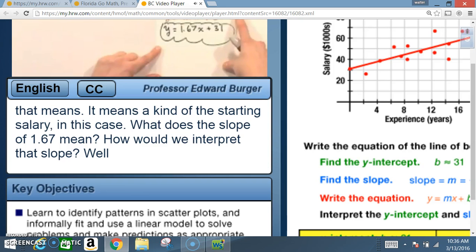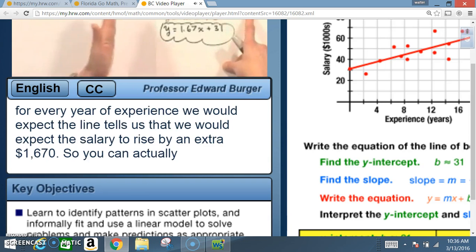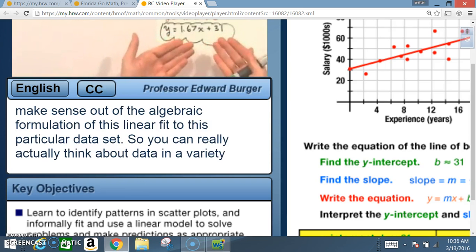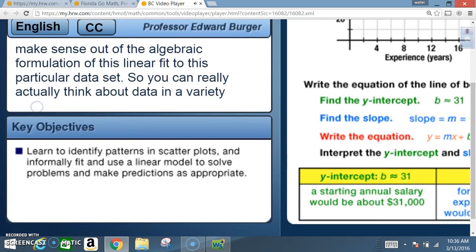What does the slope of 1.67 mean? How would we interpret that slope? What we would say is, for each additional year of experience you have, your salary would increase by around $1.67 thousand, or $1,670. So for every year of experience, the line tells us that we would expect the salary to rise by an extra $1,670. So you can actually make sense out of the algebraic formulation of this linear fit to this particular data set.